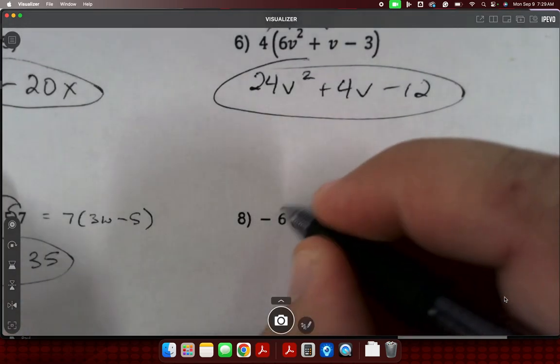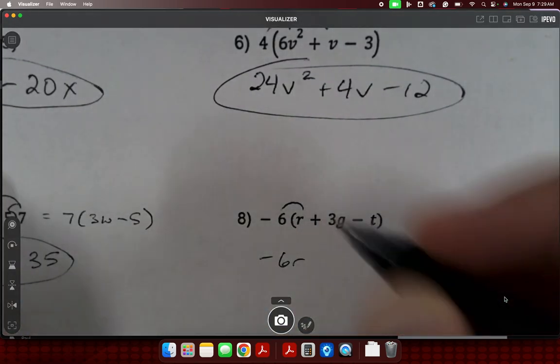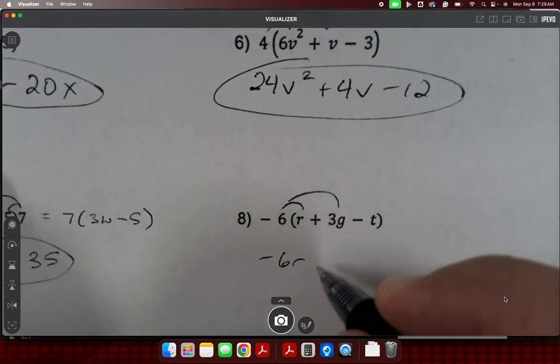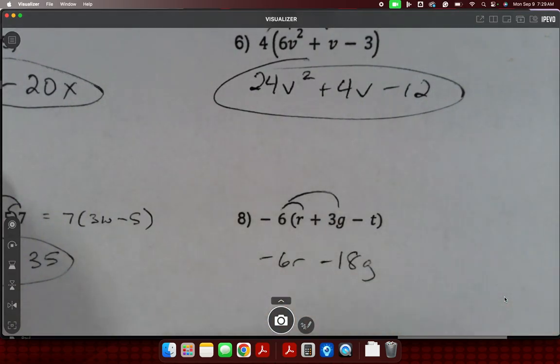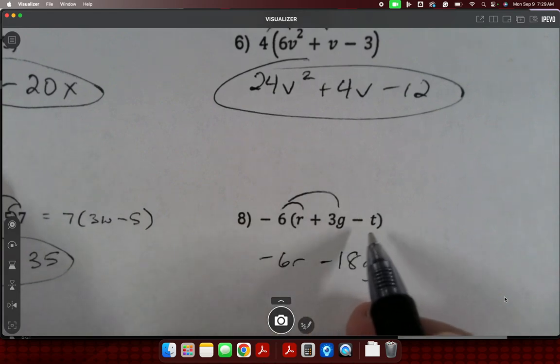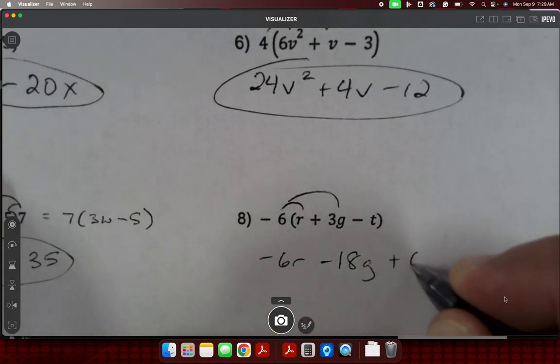Okay, number 8, negative 6 times r. Okay, negative 6 times 3g is negative 18g. And then negative 6 times negative t is positive 6t.